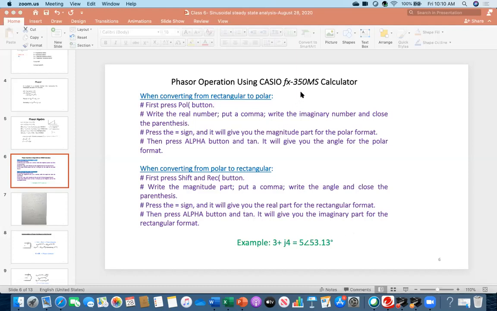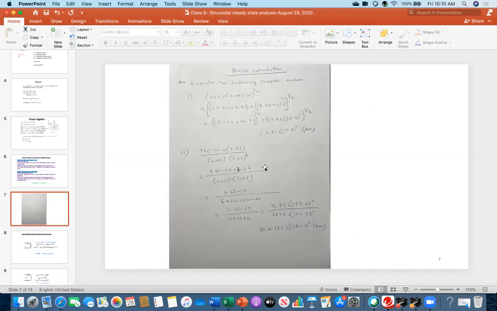Based on my calculator, you see my calculator is Casio FX350 MS. Based on that, I have written down how to do that. See your calculator and please make sure. Okay, assuming that everybody has learned, please go to the next slide.